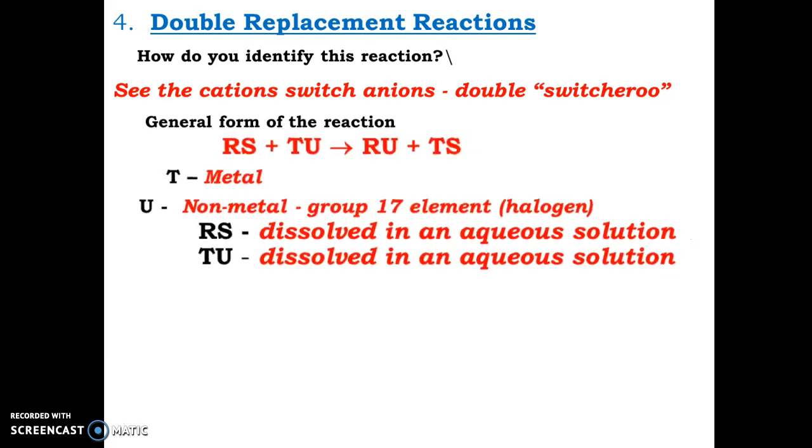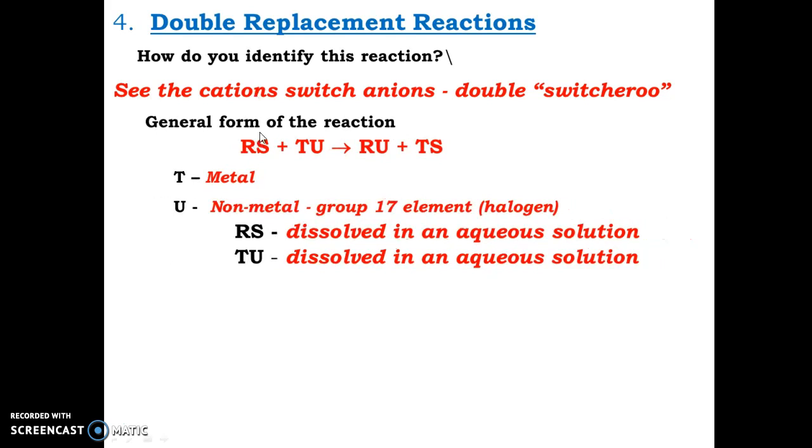Okay. So the general form of this reaction is I have RS and TU, generic metals and nonmetals. The R switches places with the T, so now I have R and U and T and S. The metals switch places, or you could say the nonmetals switch places. But I still have a metal and a nonmetal, and a metal and a nonmetal. Now this is typically going to be two ionic compounds switch partners.